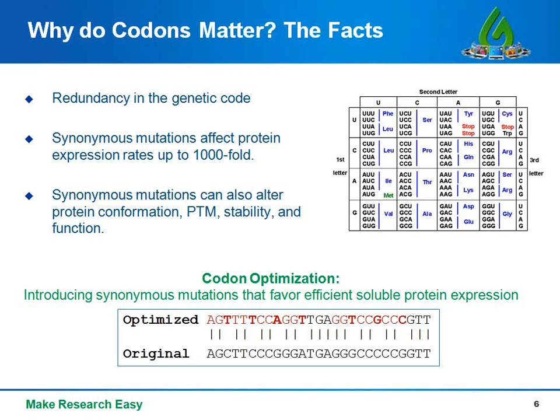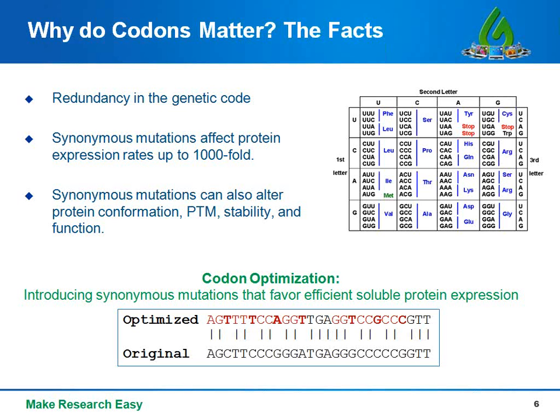This means that you can introduce changes in the nucleotide sequence, most often in the third nucleotide of a codon, that will not change the amino acid. These are called synonymous mutations. And while synonymous mutations do not change the amino acid sequence, they do change protein expression levels. This fact has been observed many times in virtually every species.